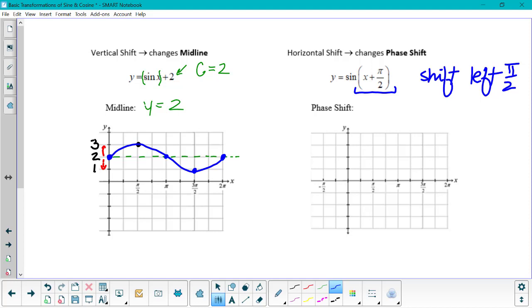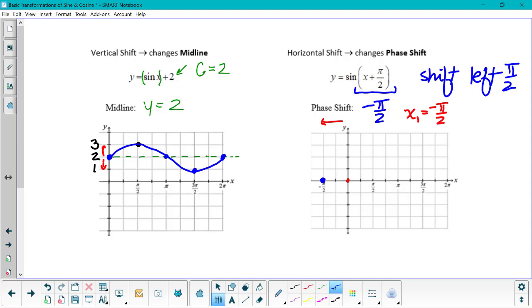That means that if my original point was here, my beginning, I'm now going to the left to negative pi over 2. So this is where the cycle begins. Okay, so that point has an x coordinate of negative pi over 2. So we say that's the phase shift, or you can think of it as the first x value of my cycle. So the x would be negative pi over 2. It's where the cycle begins.